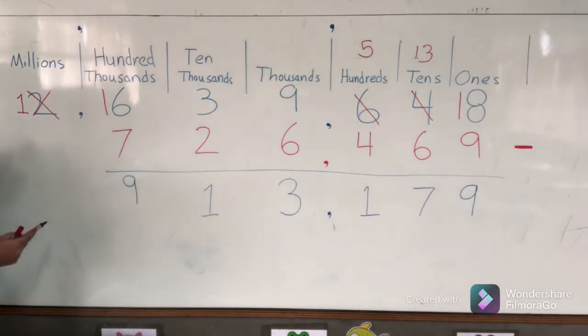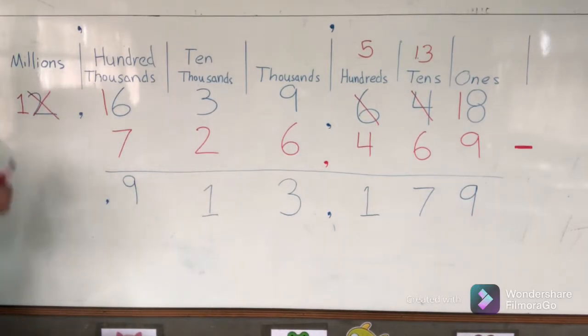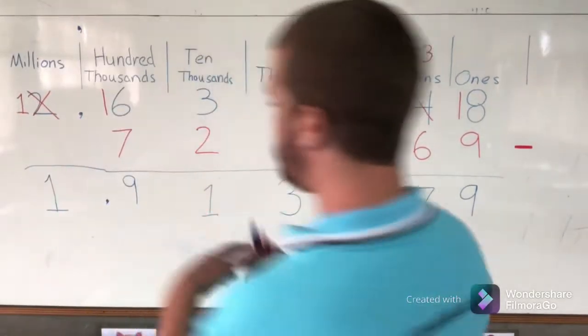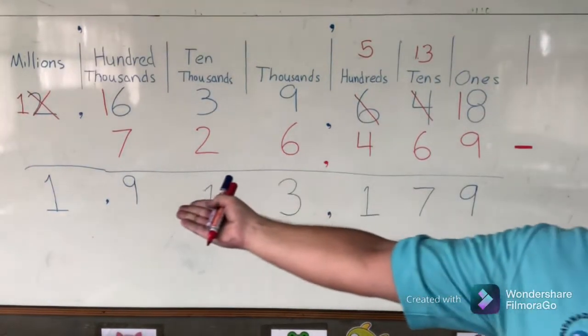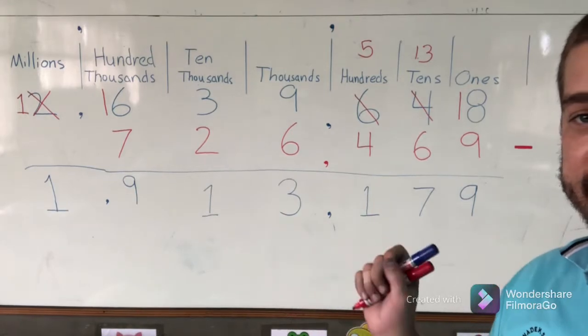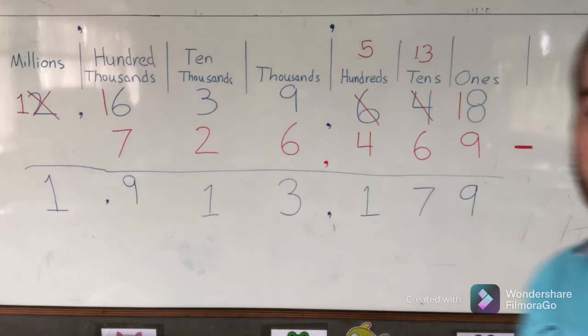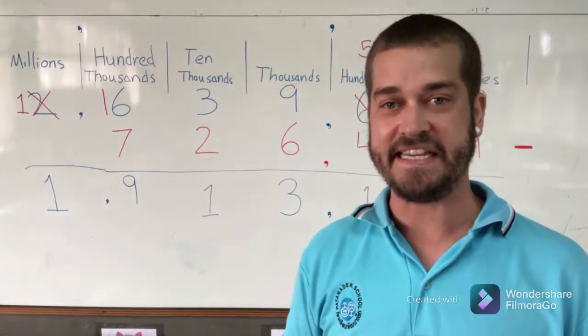But wait, we're not finished. We still have this 1 million over here. So don't forget your comma. And then we have this 1, which we can just bring straight down. So our answer for do and learn 1B is 1,913,179. Write it down and let's look at C.